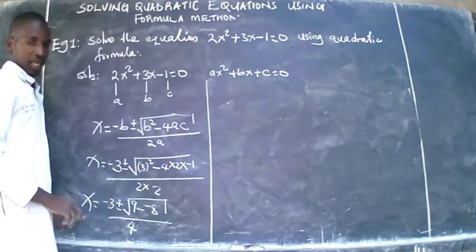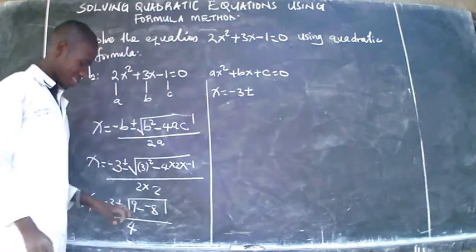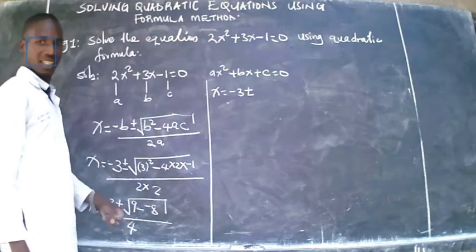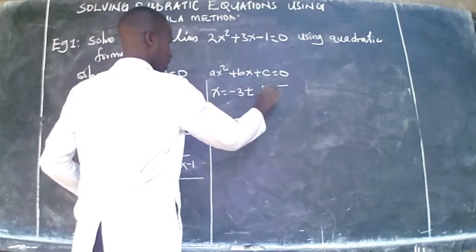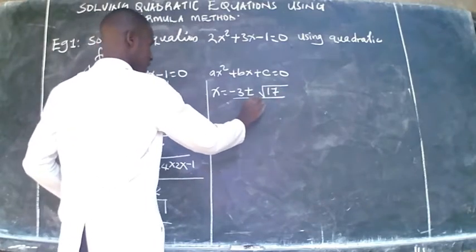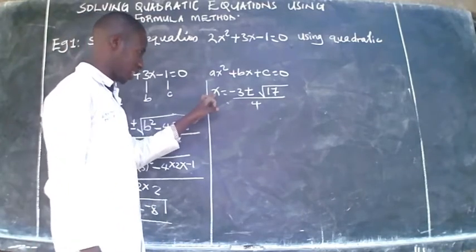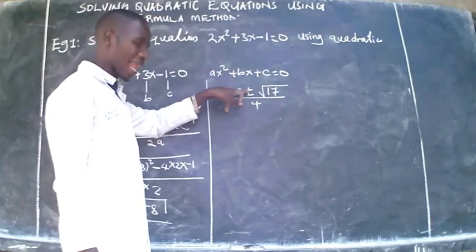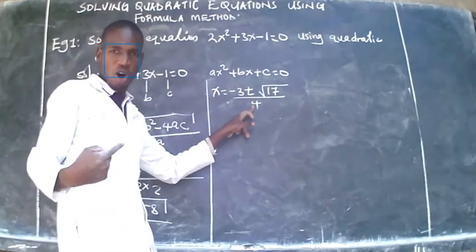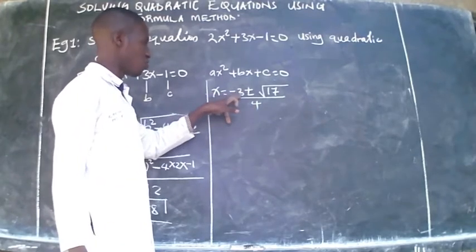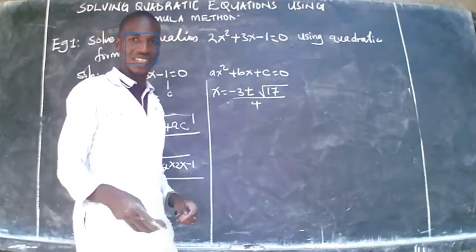Good. Next would be x equals negative 3 plus or minus the square root of 9 minus negative 8, which is positive 17, right? So we shall have the square root of positive 17, divided by 4. Now when you reach here, we say either x is negative 3 plus, we start with the positive one, root 17 over 4, or x equals negative 3 minus root 17 over 4. Those are the two distinct values of x.